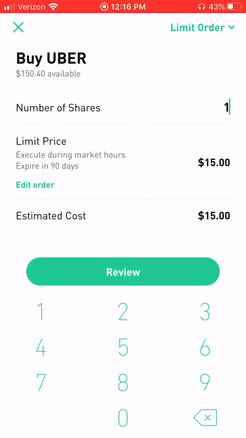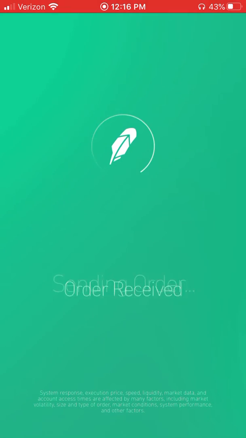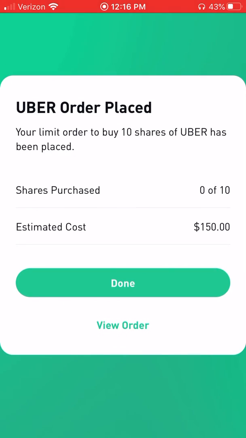Now I want 10 shares because I have $150 to work with in my account. And then we're going to click review. You're placing a good till canceled limit order to buy 10 shares of Uber. Your pending order, if executed, will execute at $15 per share or better. So I just swipe up and the order was received.